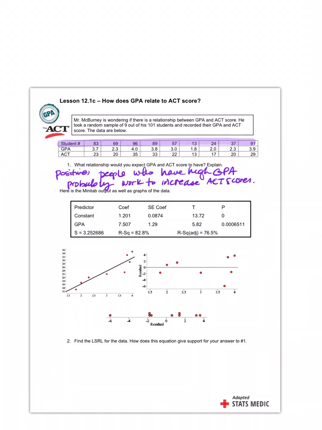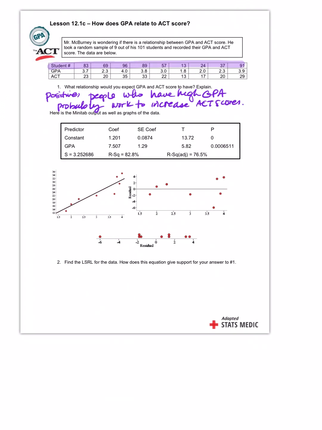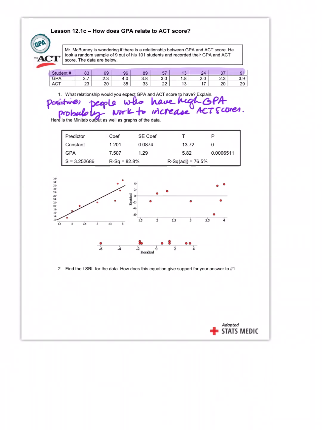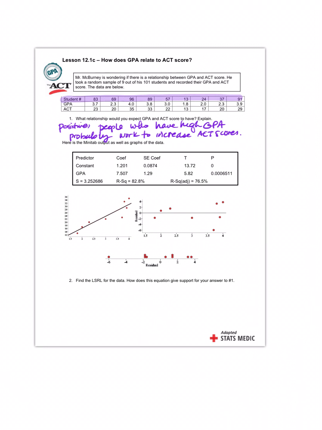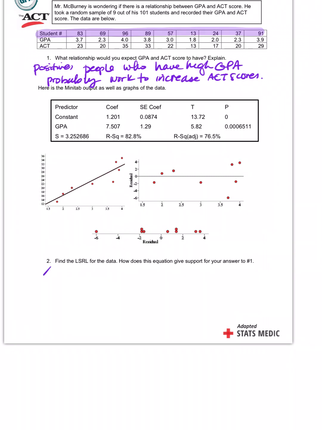Makes sense. So there's our Minitab output. There's our table, clear, and we can see everything, and all the goodness below it for conditions. Find the regression line, LSRL, for this data, and how does this equation give support for our answer? If we're going to find the regression line, we're trying to predict ACT scores, so that would get the hat on it.